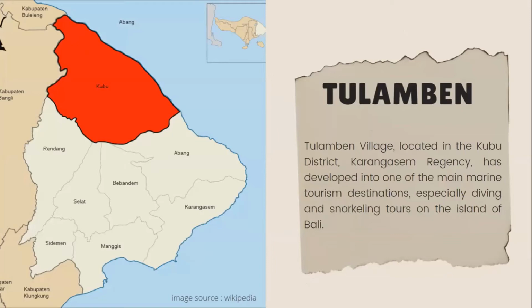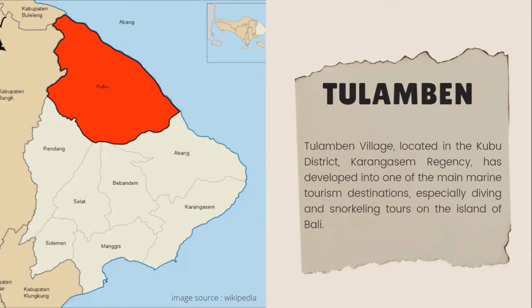Okay, thank you for the time. I will explain the first research area, which is Tulamben. As you can see on the left side, there is the map of Tulamben village, located in the Kubu district, Karangasem Regency, and it has developed into one of the main marine tourism destinations. The magnitude of the potential of marine biota, the beauty of the panorama, and the diversity of attractions provided by Tulamben have made the marine tourism object the best place for diving.